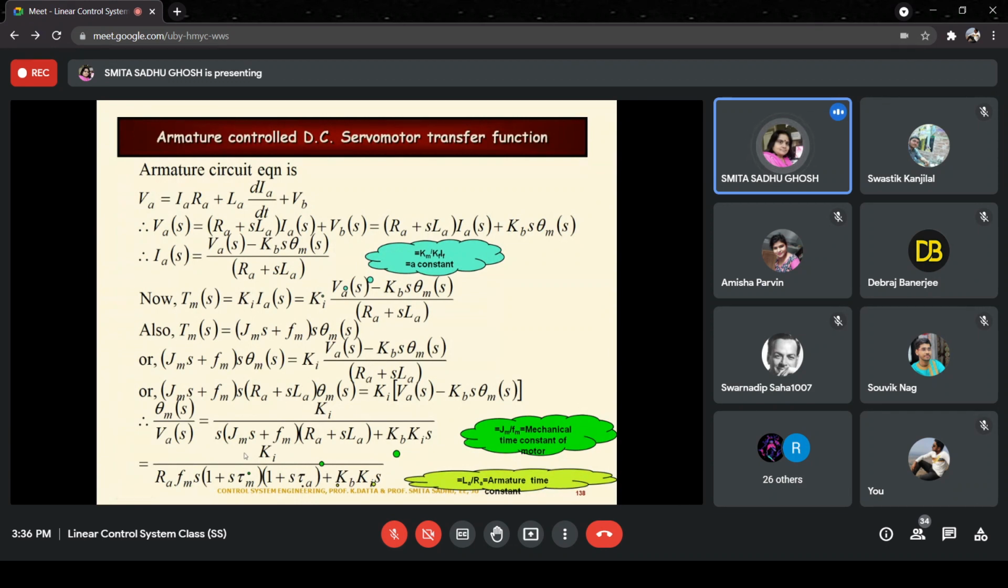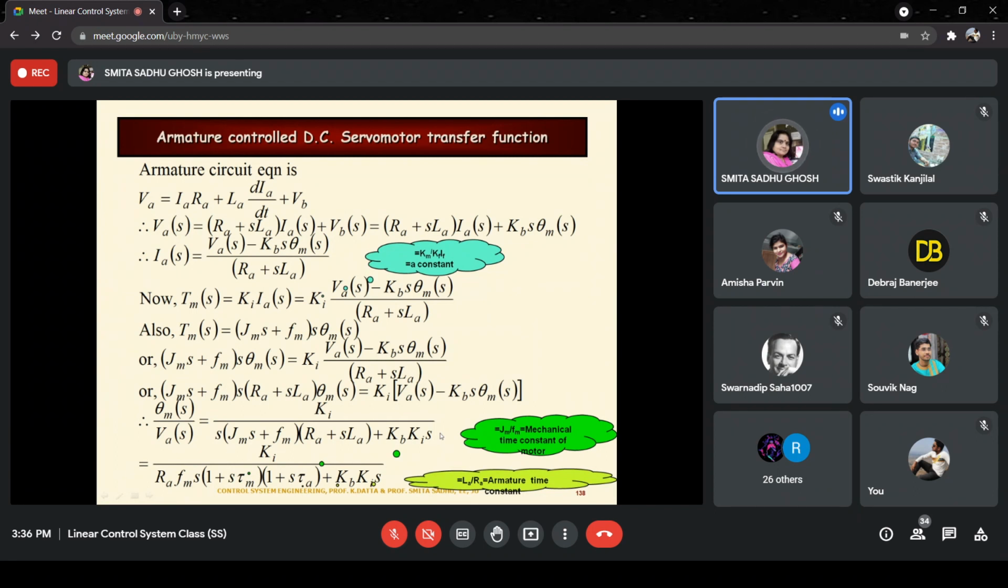Yes, it is a second order expression. Now, what has happened is, if you look at the denominator, you will have one term containing S squared, Jm into S squared. And then you have Fm S into Ra. So basically that is a first order term. Another first order term, which is Kb Ki S.